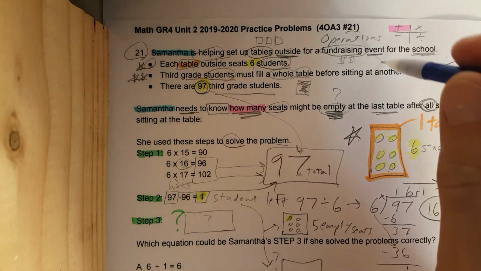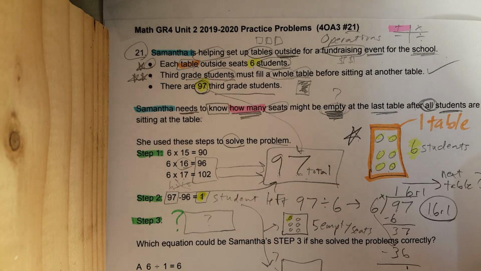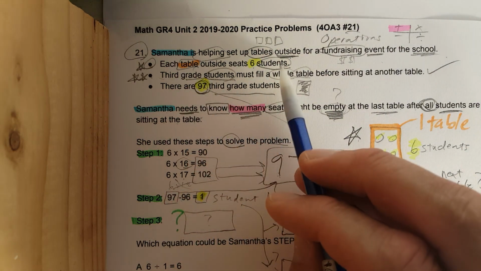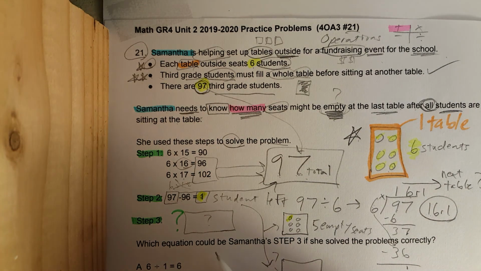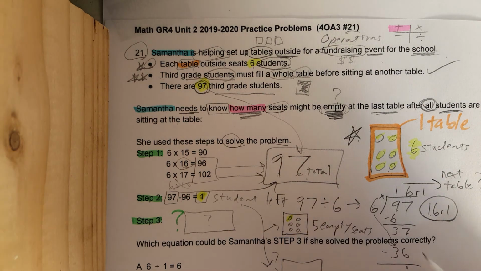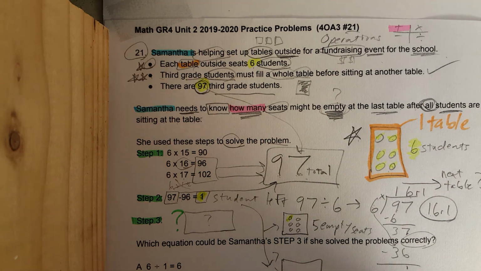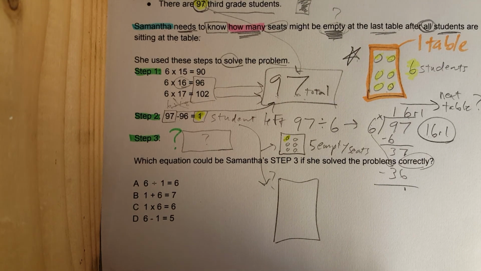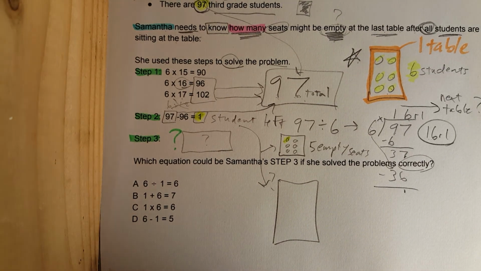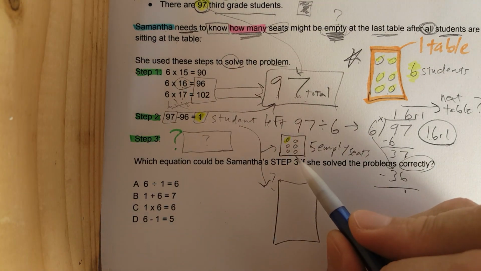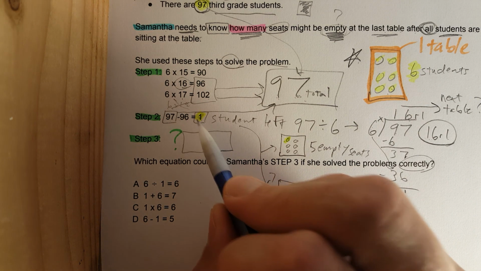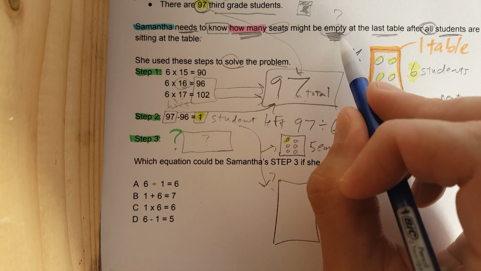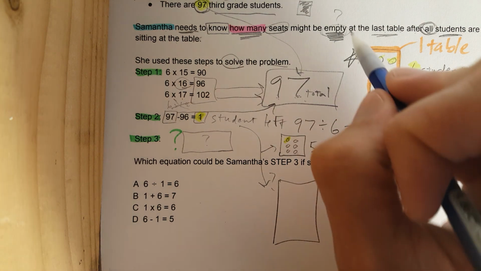Now, when this is a multi-step word problem, there's a lot going on here. Remember, go to step 1, step 2, step 3. So which equation could be Samantha's step 3 if she solved the problem correctly? Let's scoot this down a little more so you can see it. All right, let's look at step 3. Step 3, we know that there was 1 student left. But the question was, how many empty seats would there be? Right here.